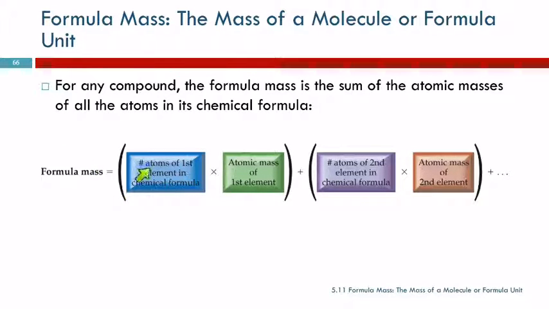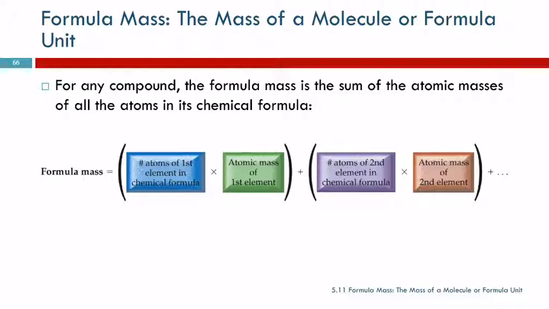So you take however many atoms of the first element there are, and you multiply that times the mass of each of those atoms. And you add that to the number of the second element atoms times its mass. Okay, so basically it's just adding it up.